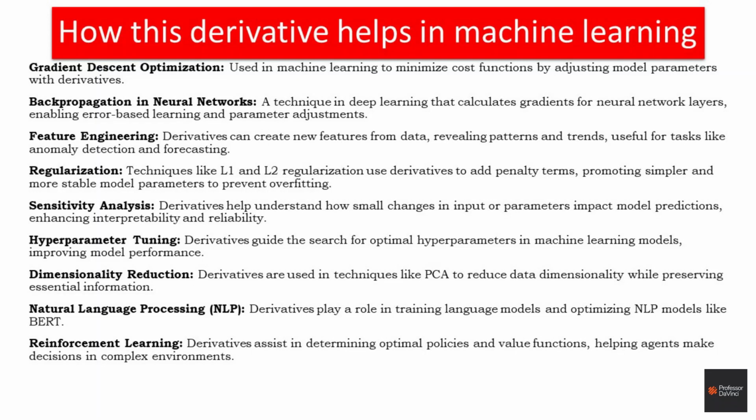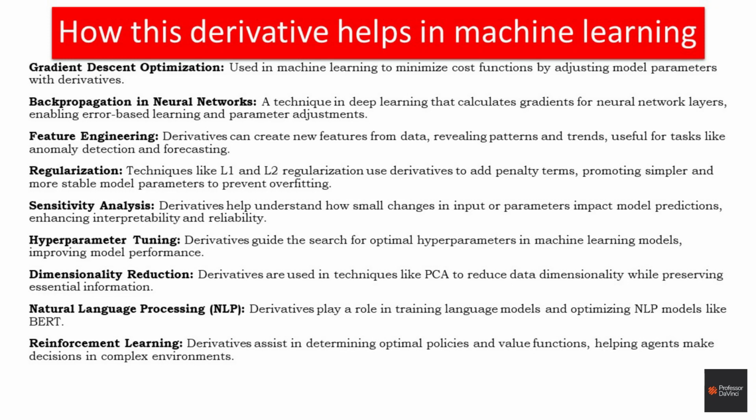Derivatives play a crucial role in machine learning in several ways, particularly in the context of optimizing and training machine learning models. Here are some key ways in which derivatives help in machine learning. The first one is gradient descent optimization. It's used in machine learning to minimize the cost function by adjusting model parameters with derivatives.